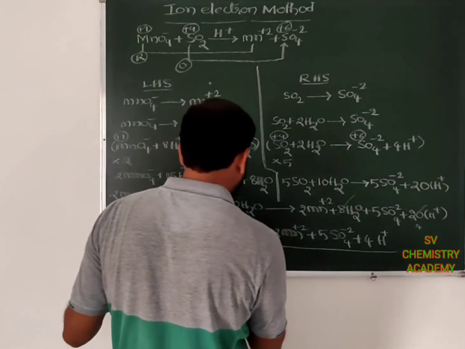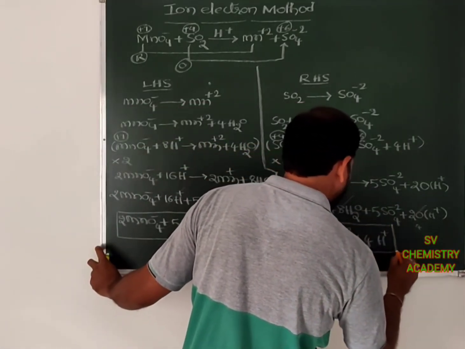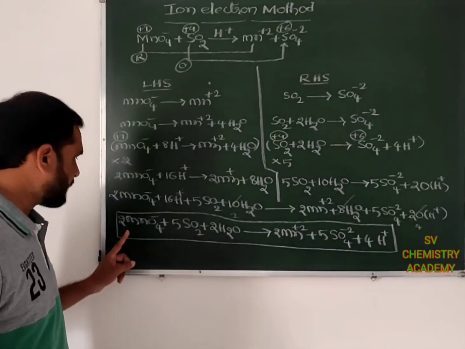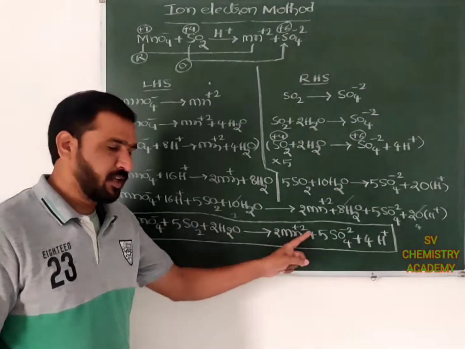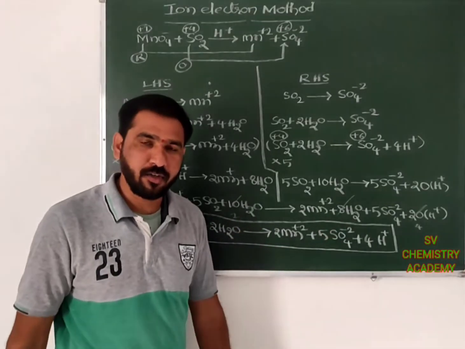Check once whether identical atoms are there on both sides or not. Left side manganese, right side manganese, left side sulfur, right side sulfur, left side oxygen, right side oxygen, left side hydrogen, right side oxygen, hydrogen.